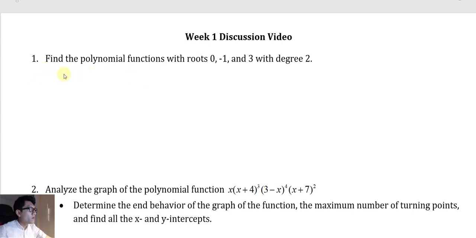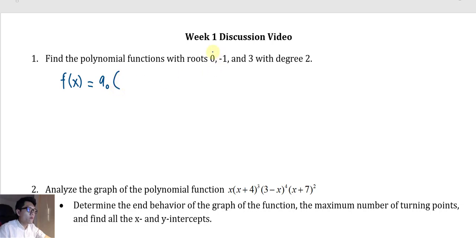The first question: find the polynomial function with the roots of 0, -1, and 3, where 3 has a degree of 2. So we know that for any polynomial function, we can have the general form, which starts with a0. A0 can be any constant. Some textbooks call it a or b. Depending on the textbook, we just know that this is the constant in front of the polynomial.